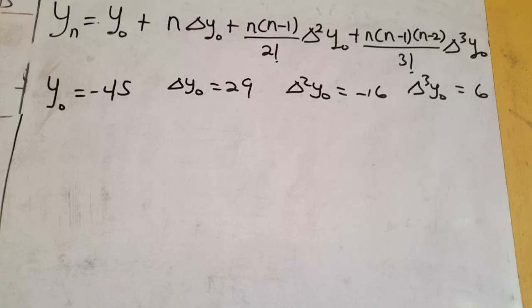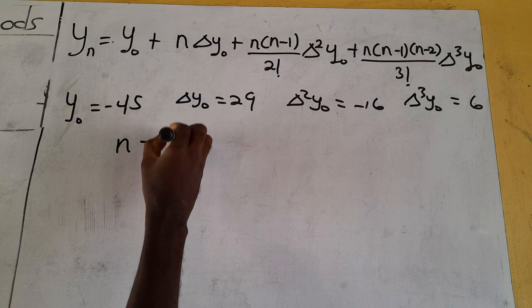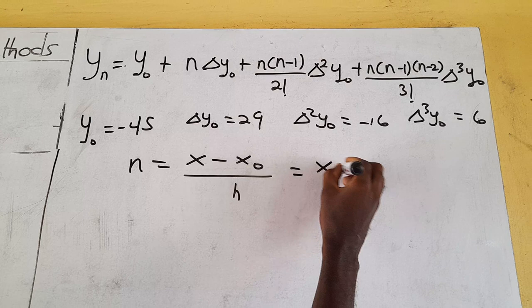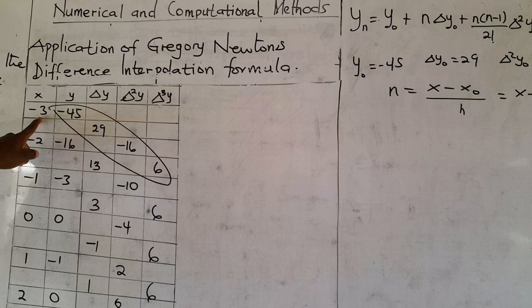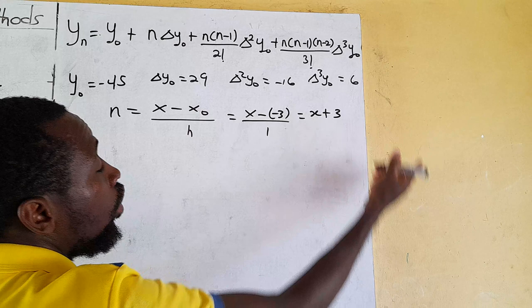Now, what will be the value of the n? Remember, we said the n is giving us x minus x naught all over h. So that will be x. Remember, this is forward difference, so our x naught will be negative 3, the first value there. So minus negative 3. And the difference between them, remember, is 1. So h is 1. So we'll get x plus 3 divided by 1. So our n is x plus 3. So now we start substituting.